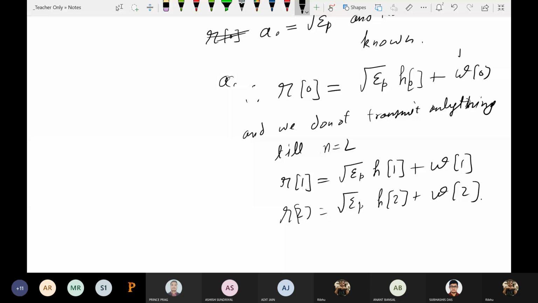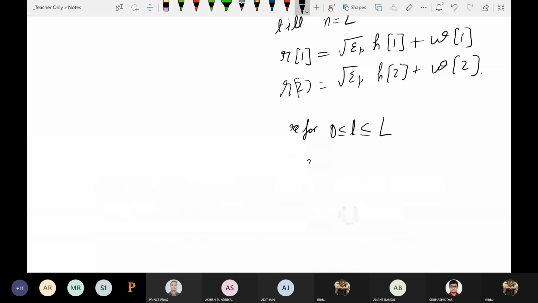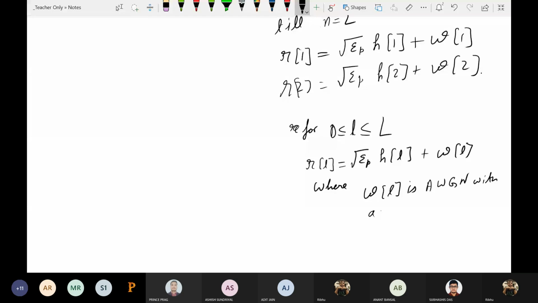Anyway, so what we do now is, in general, for 0 less than or equal to l less than or equal to capital L, R_l equals root E_P H_l plus W_l, where W_l is rectified Gaussian noise with unknown variance. Fine?